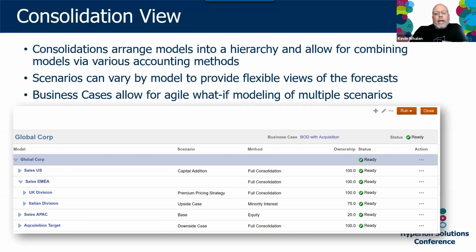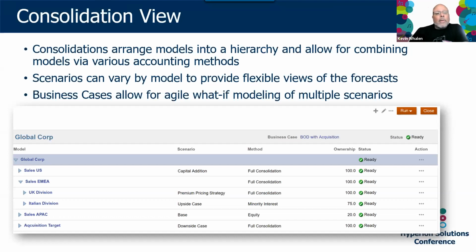And then I can come in together, and here I have my board of directors case with the acquisition business case. Maybe I'll do another one and I'll pick the acquisition target as an upside case, something like that. And I can mix and match. I also have a bunch of different consolidation accounting methods. I can either just do a full consolidation for a wholly owned subsidiary. I can do minority interest or equity, and I can also change the ownership. So if we have joint ventures, et cetera, we can mix and match.